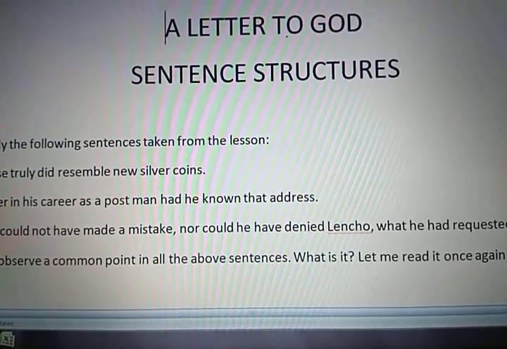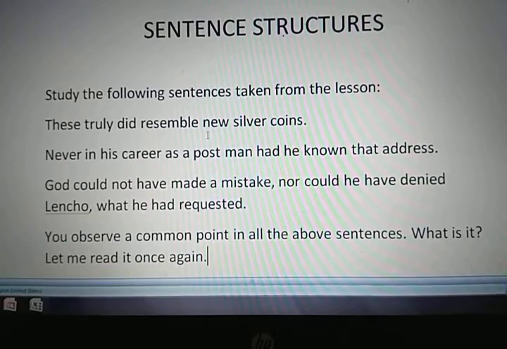Study the following sentences taken from the lesson. These truly did resemble new silver coins. Never in his career as a postman had he known that address. God could not have made a mistake, nor could he have denied Lancho what he had requested.